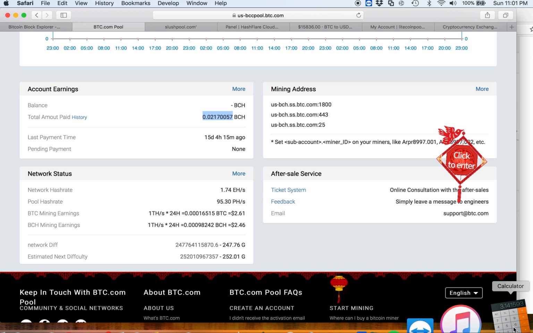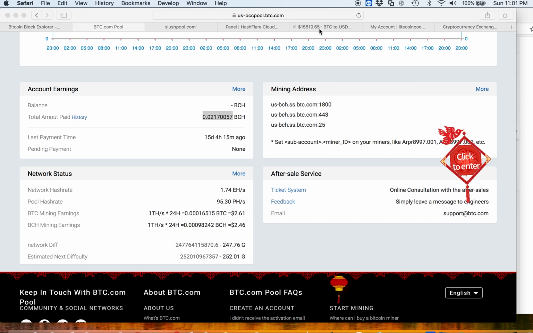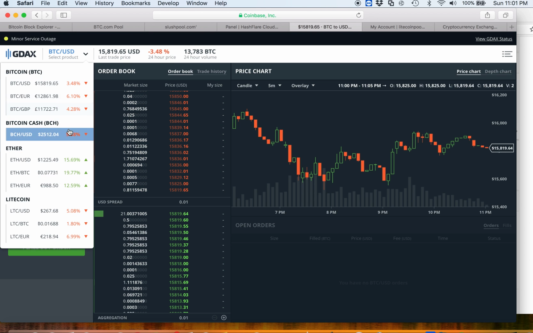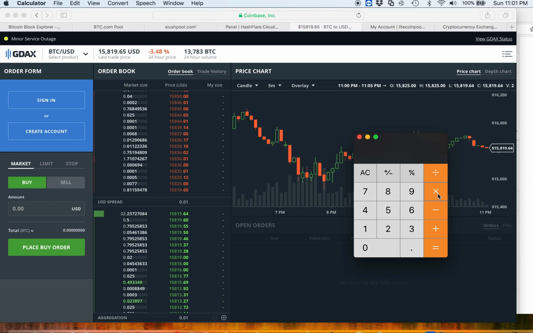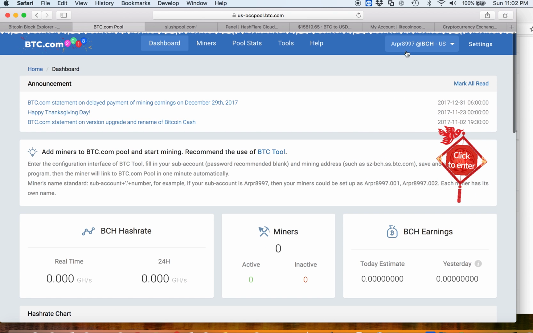Let me pull the calculator real quick. So in Bitcoin Cash, I have 0.02170057. So let's multiply that with the current rate of Bitcoin Cash, which is 2,508. So that's $54.42. So let me just take note of that. Okay, so 54.42.